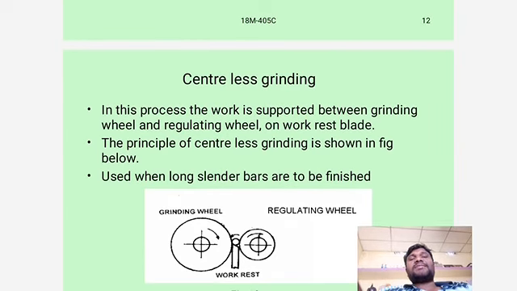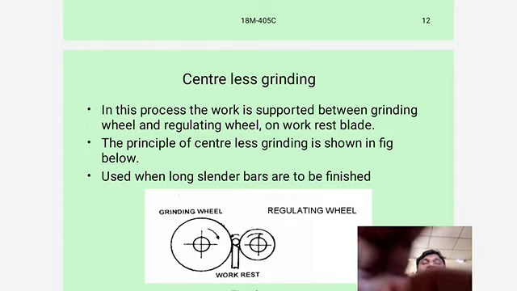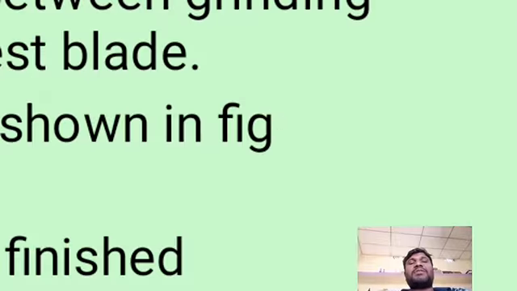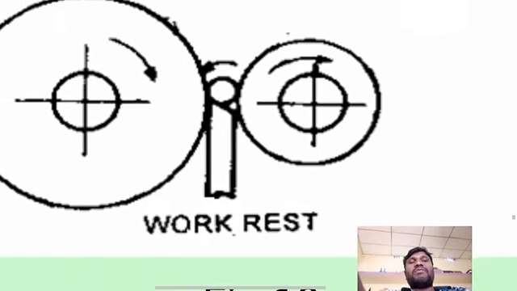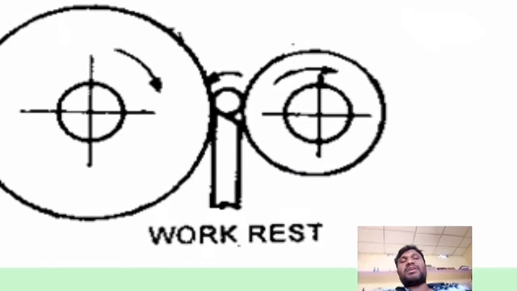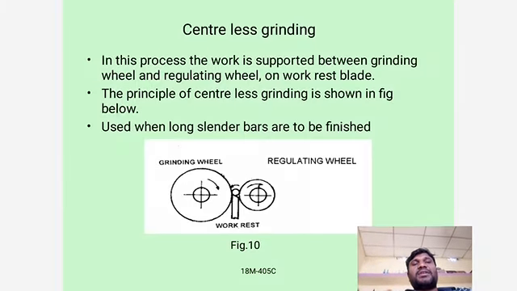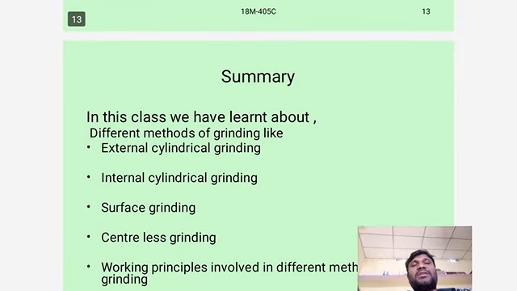Centerless grinding. In this process, the workpiece surface is supported between the grinding wheel and the regulating wheel on the work rest table. See the diagram closely and zoom in on the work rest.